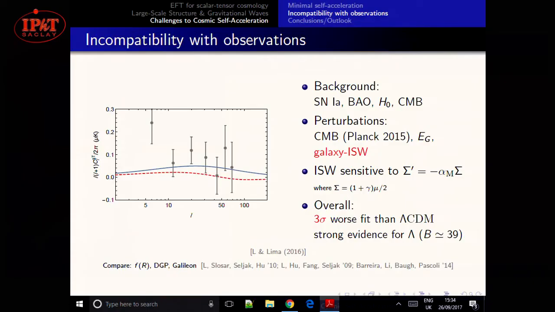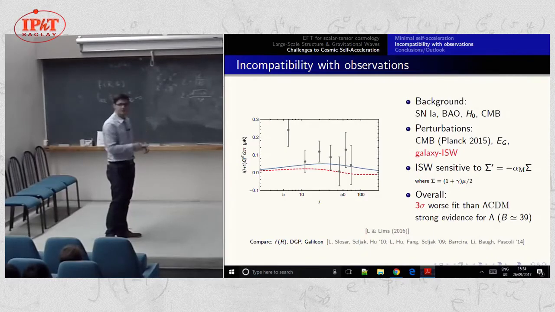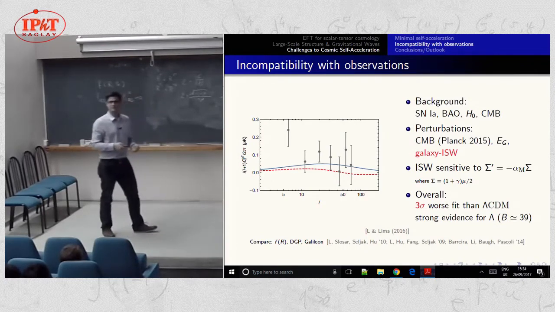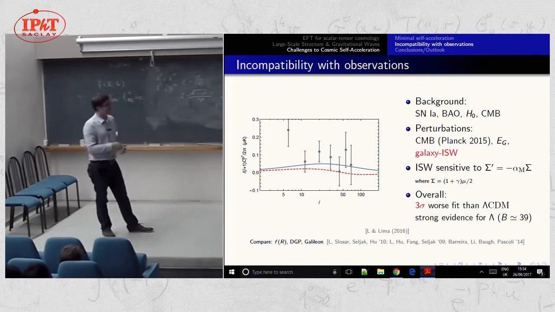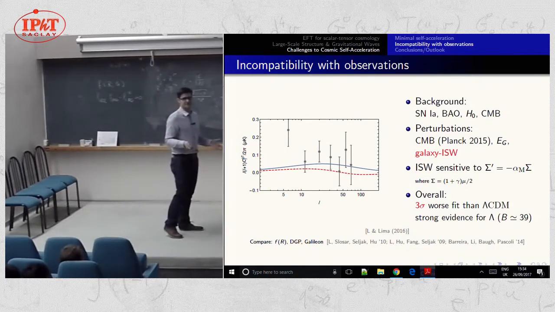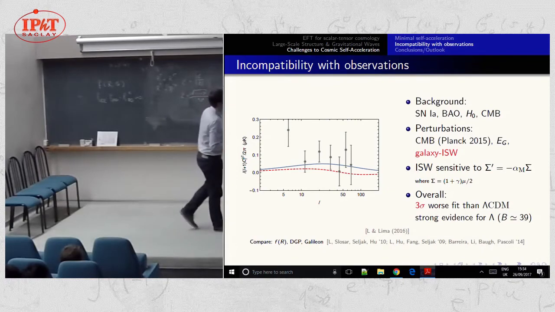And I think one shouldn't be too surprised about this, because we have seen this over and over again in subspaces of Horndeski theory: in f(R) gravity, in DGP, in Galileon gravity, and I think actually Alex is going to talk more about this on Thursday. And, for instance, you find the cubic Galileon to be something like 7, 8 standard deviations away from the data.